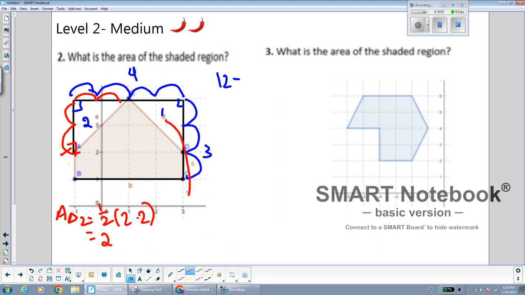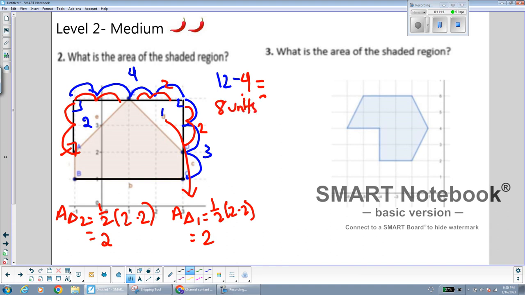And the area of triangle 1 is half of the base, which is 2. The height is also 2. So it's half of 4 once again, which is 2. So the area of the unshaded region is 4. So that brings the area of the entire shape to be 8 units squared.